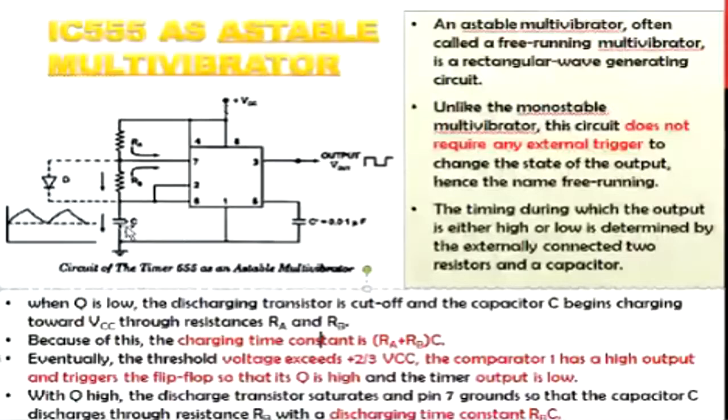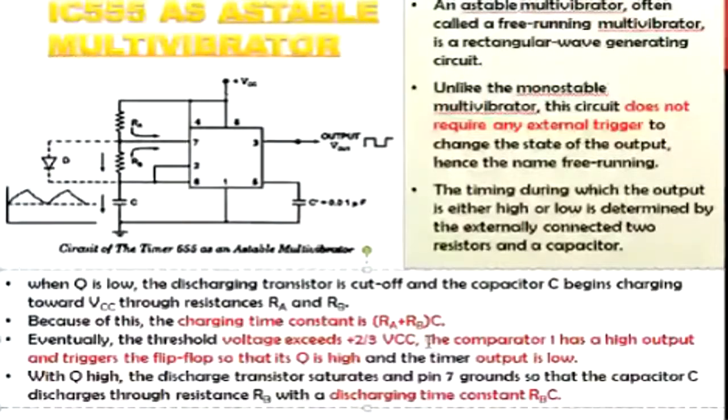Whenever it reaches the value 2 by 3 VCC and exceeds that value, the comparator 1 goes high. The comparator 1 going to high state means that is the set condition. That means Q is going to high. At that time the capacitor starts discharging, and when its value reaches below 1 by 3 VCC, the comparator 2 goes high. That means the reset condition, the Q is 0. At that time the discharge transistor is switched off.